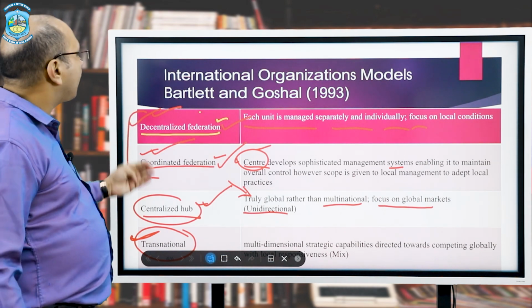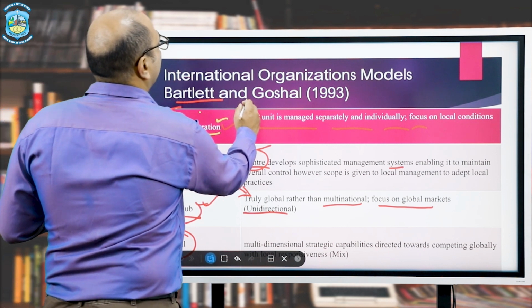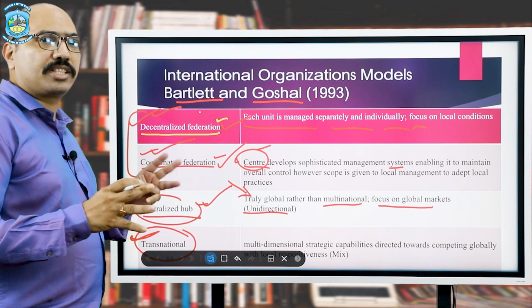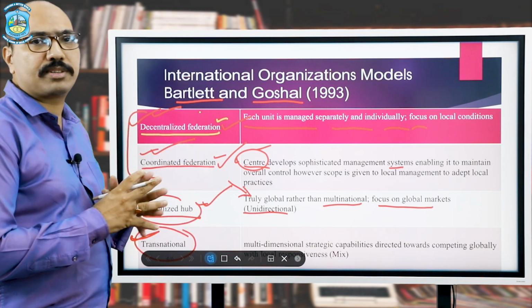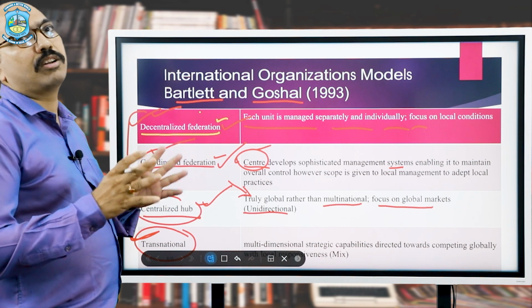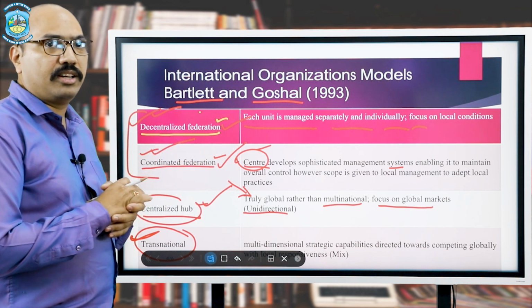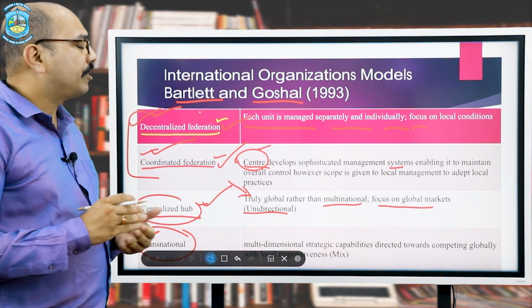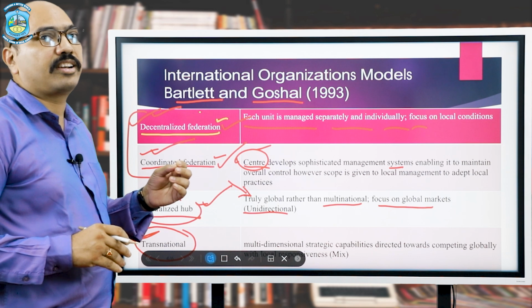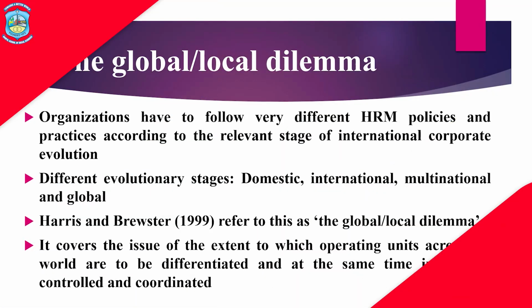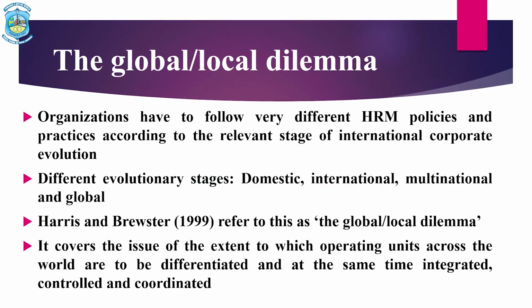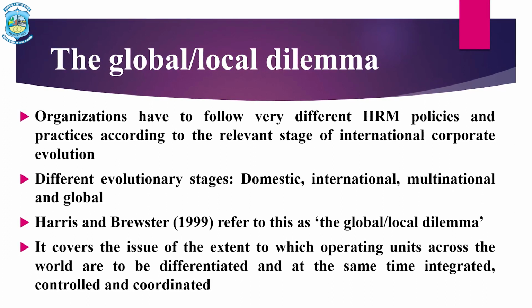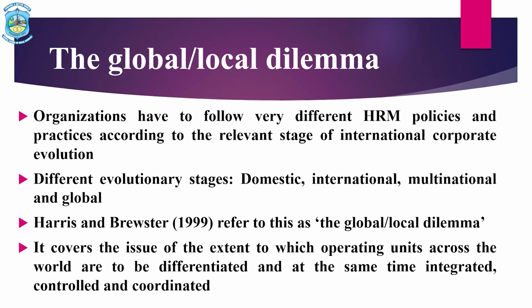Now remember, these four models are given by Bartlett and Ghoshal in 1993. There are other models as well, but for preliminary purposes, we only need to know these four models well, and we should have command over these four models. After this, we are going to discuss the typical feature of international human resources management. Now comes the point of a typical feature. As I told you earlier, this is the fourth important point that we are going to discuss in today's discussion. That is, what is the key feature of international human resources management?